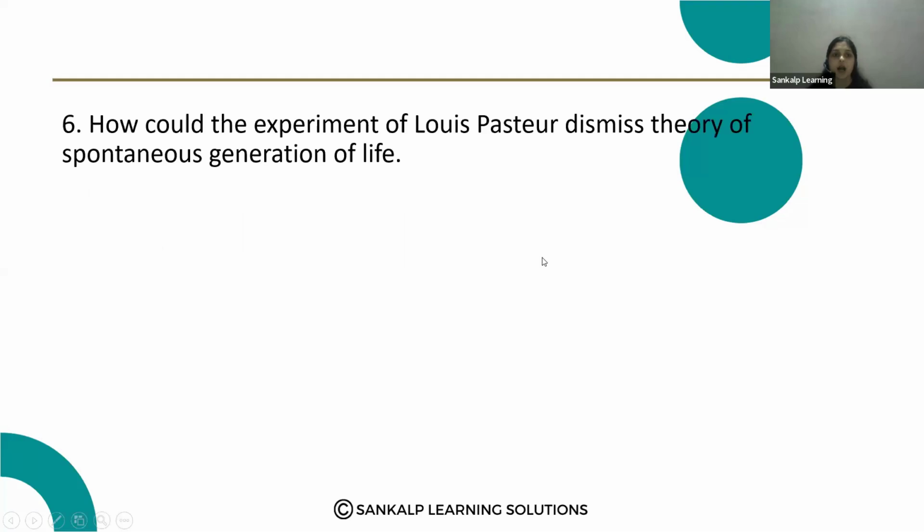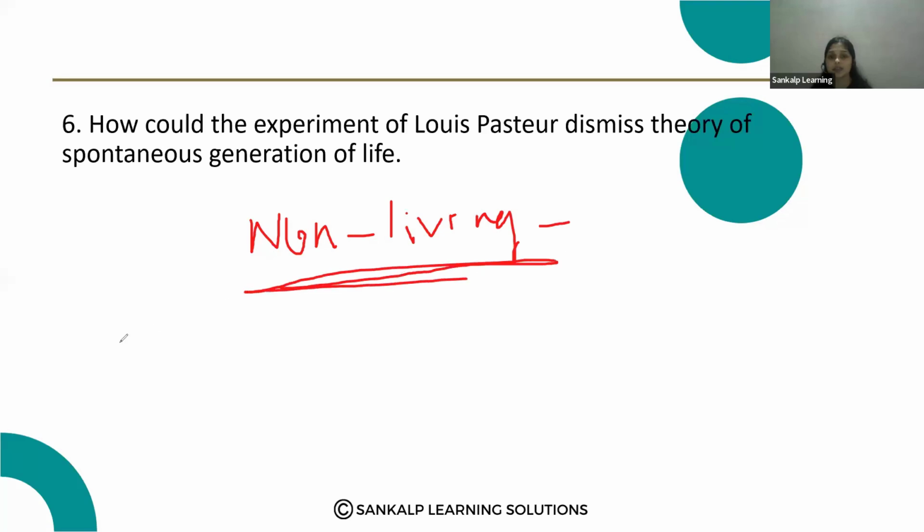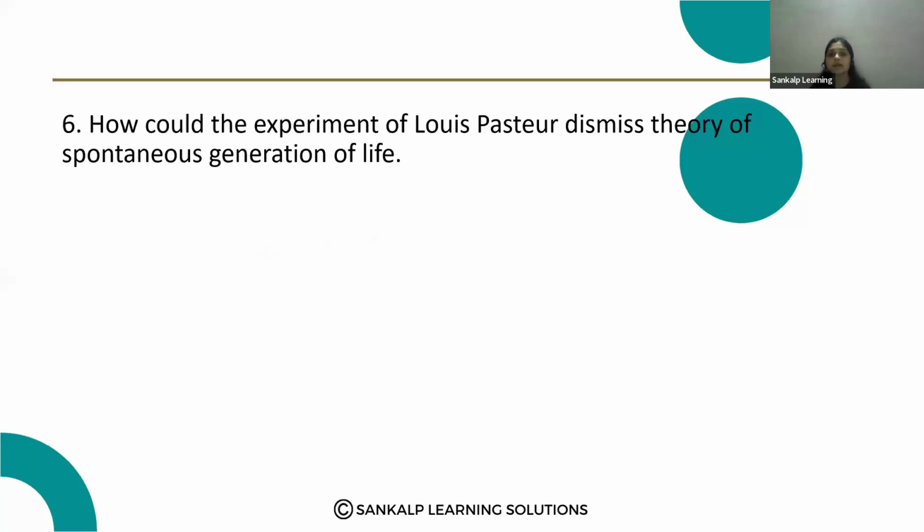Next question. How could the experiments of Louis Pasteur dismiss the theory of spontaneous generation? According to spontaneous generation, the living organisms arise from non-living things. The first living organisms arose from non-living things. That is called the theory of spontaneous generation. But this theory was dismissed by the scientist Louis Pasteur by his experiment.